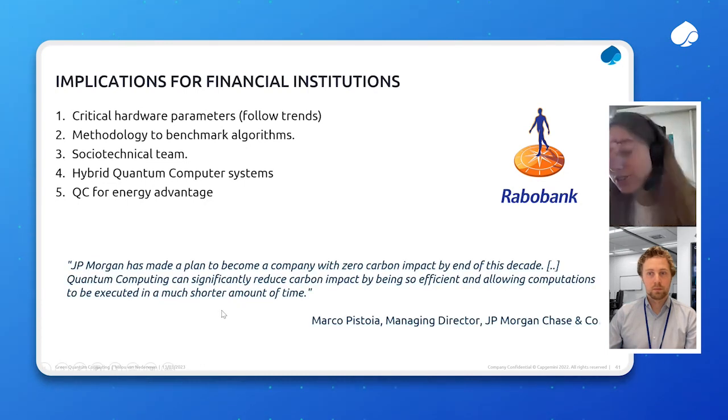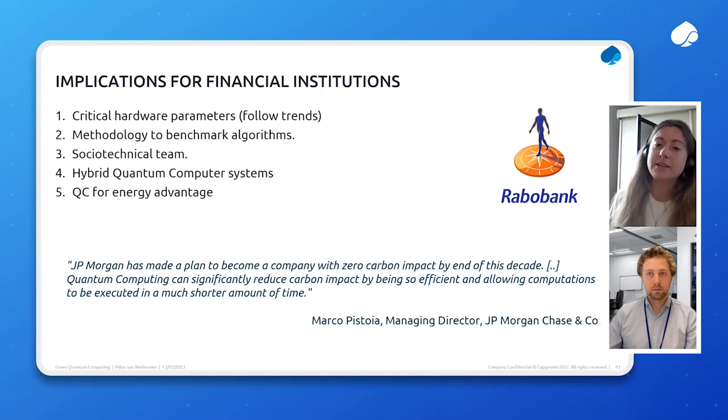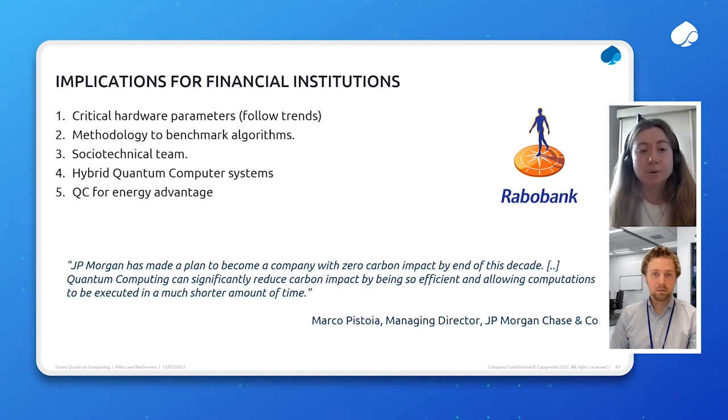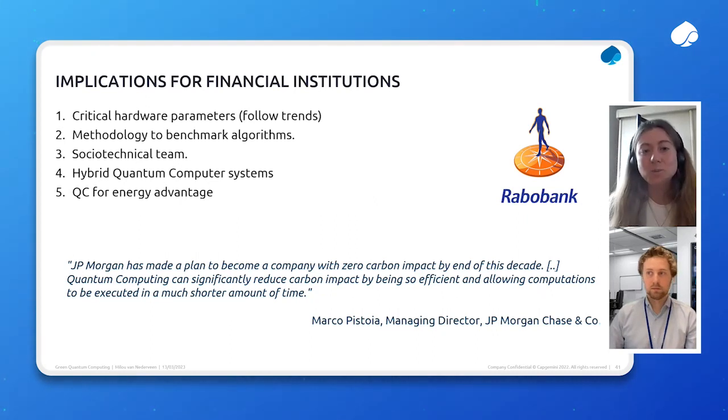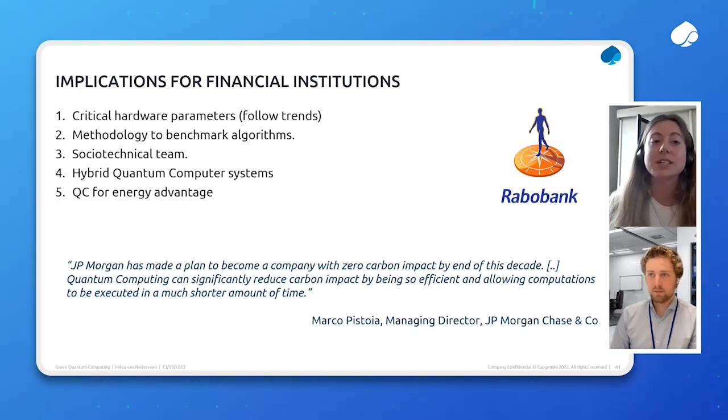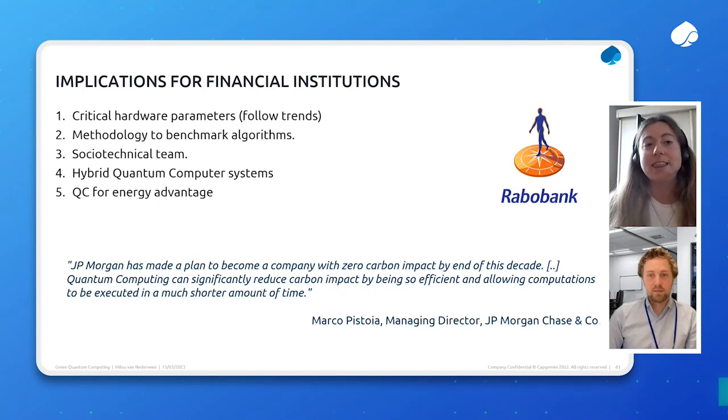And to close off, there's also a statement made by the managing director of JP Morgan, which states JP Morgan has made a plan to become a company with zero carbon impact by the end of this decade. Quantum computing can significantly reduce the carbon impact by being so efficient and allowing computations to be executed in a much shorter amount of time. So to me, at least, this shows that companies such as JP Morgan and Rabobank are really invested in reducing their energetic footprint, and quantum computing can help them with that in the future.